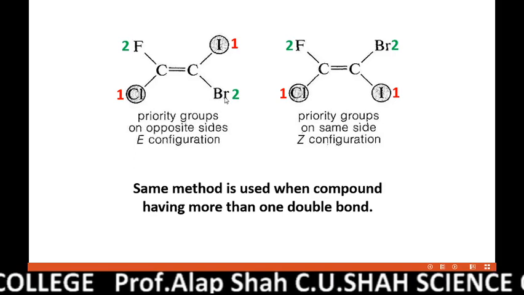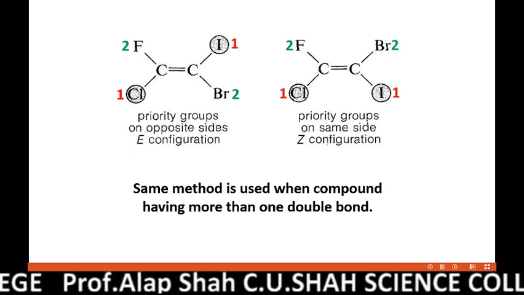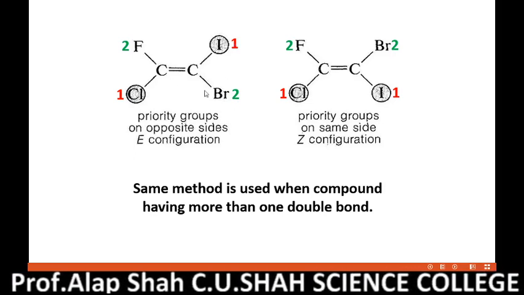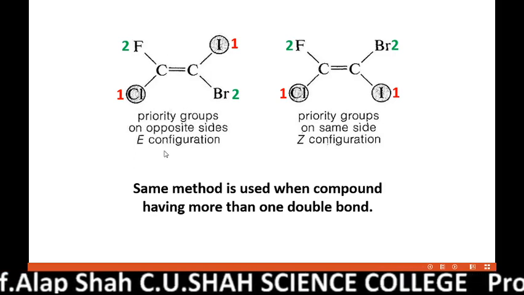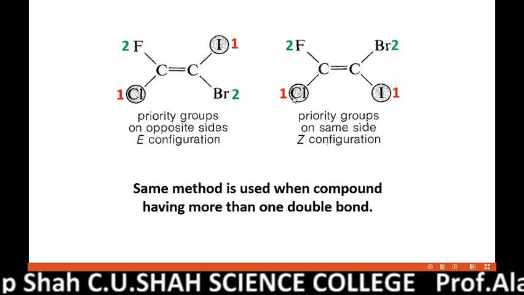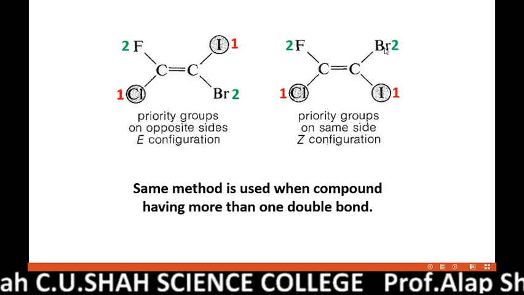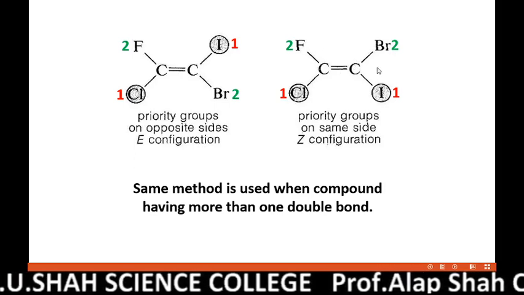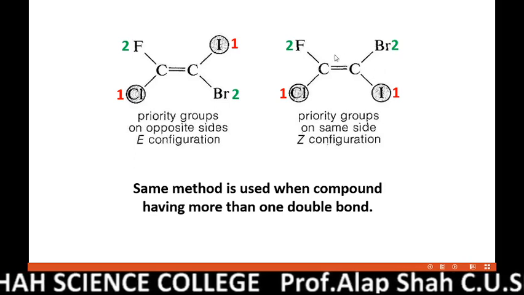Now forget the group and just focus on the number. Both first groups are opposite. So obviously the second groups are also opposite. So this configuration is called Entgegen, E configuration. Now here you can see that both first priority groups and both second priority groups are at the same side, together. That's why this configuration is called Zusammen.